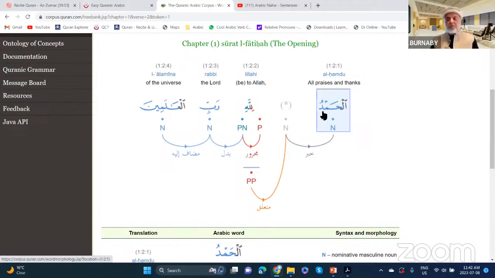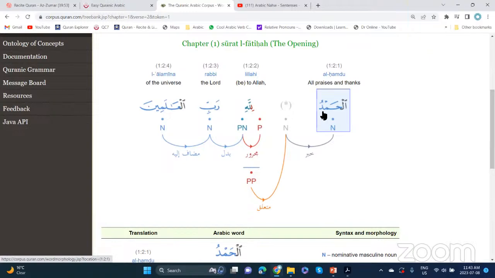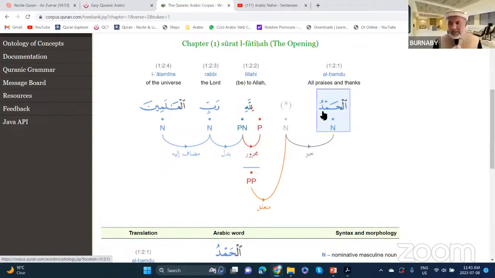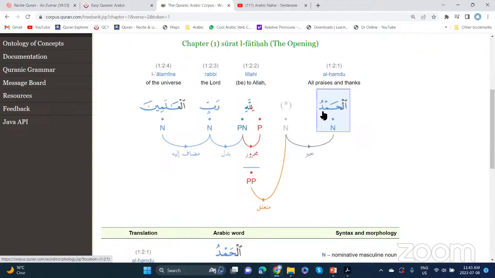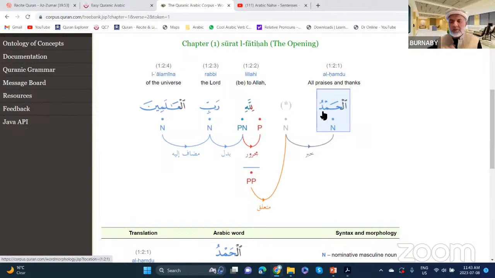Now pay attention, based on the rules I gave you a minute ago. Rabbi: no tanween, no al. And al Alameen is in the status of jar, and the al is there. And look at the translation, the Lord of the universe. The moment I hear the word of, possession, possessed and possessor, it is my mudaf, mudafun ilayh. Now, why is Rabbi here in the status of jar?